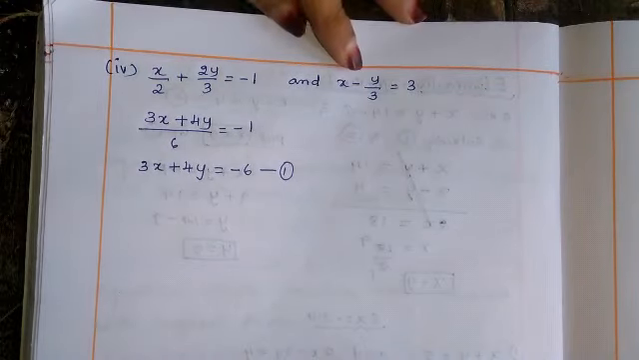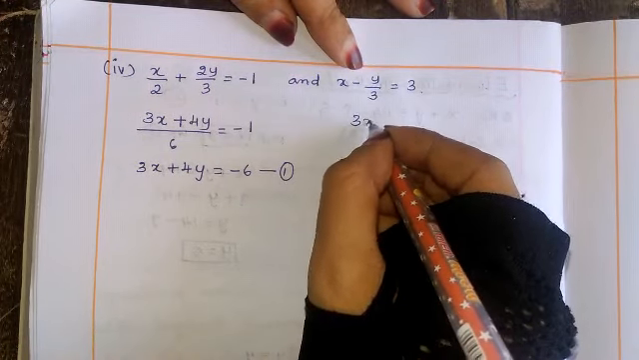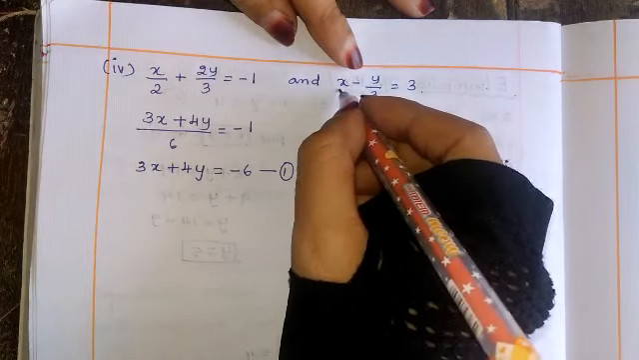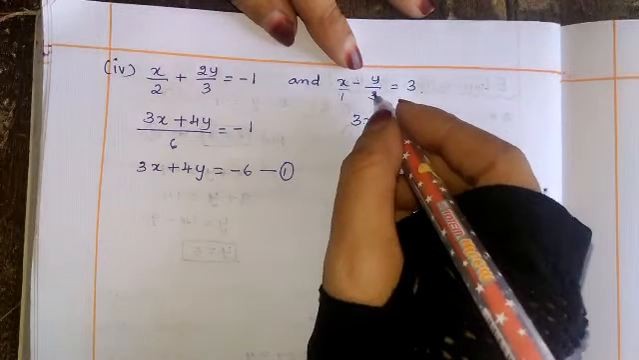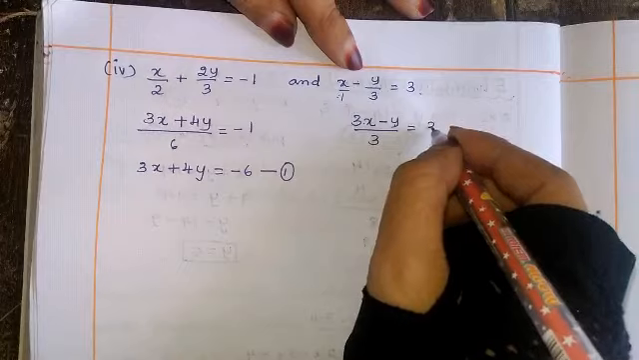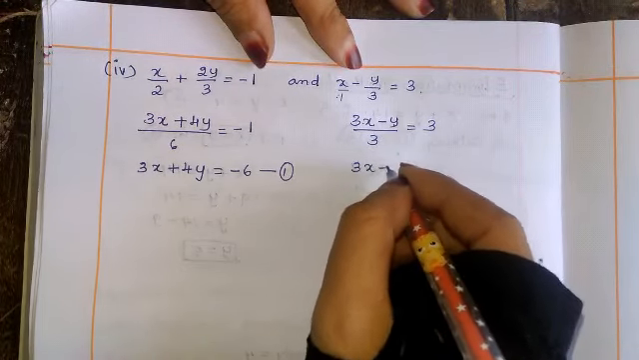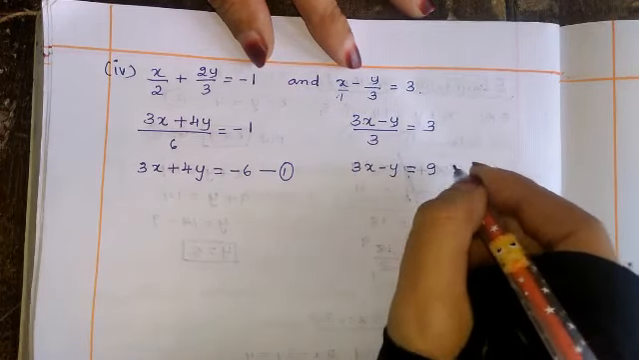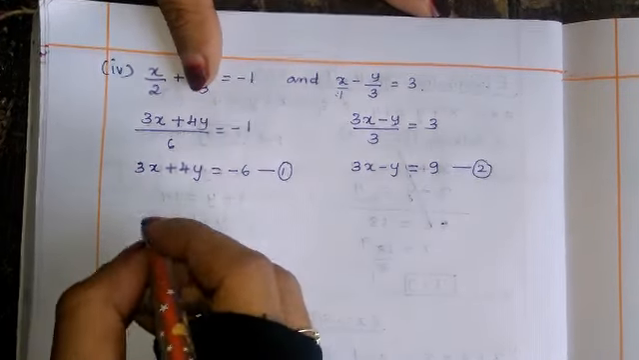Likewise, the same on this side, what we have to do. 3 into x, 3x minus y as it is, because nothing means 1 if we consider. 3 into x, 3x, 1 into y, minus y. 3 ones are 3 is equal to 3. Now 3x minus y as it is equal to 3 3s are 9. Equation 2. Solving 1 and 2 we get now.